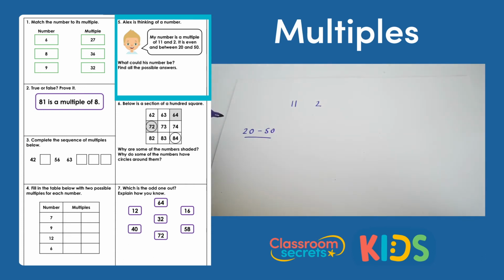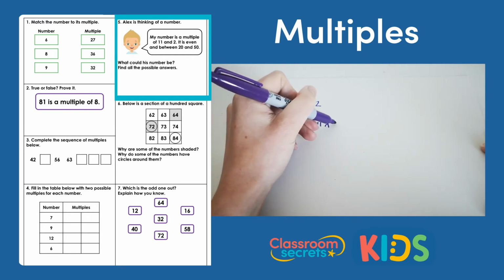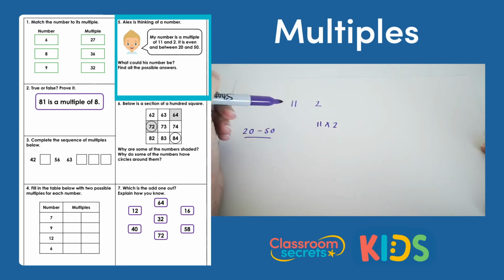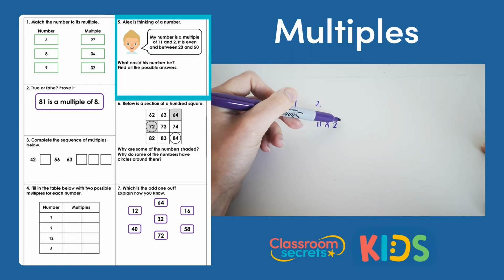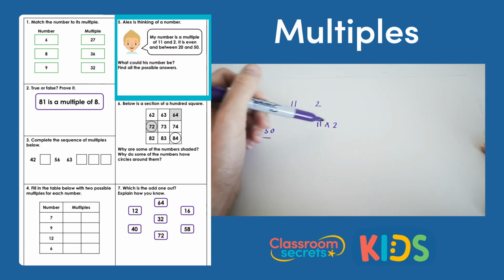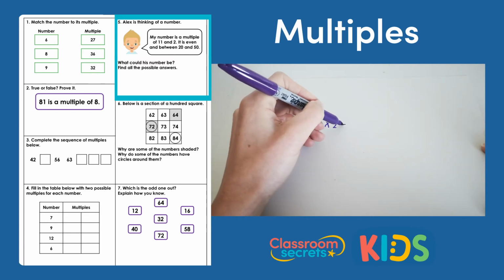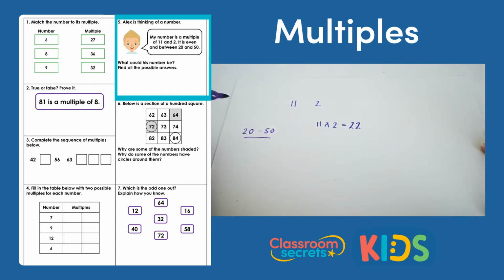So my first instinct is to go 11 times 2, because the number that is in both the 11 times table and the 2 times table we're going to find by multiplying those 2 together. 11 times 2 is 22. That is both an even number, like Alex said, and is in between 20 and 50. So Alex could be thinking of the number 22.